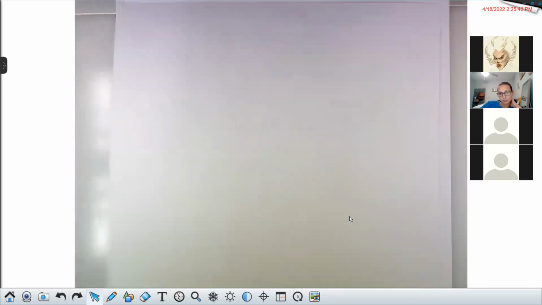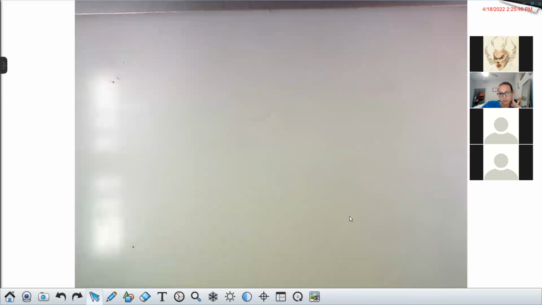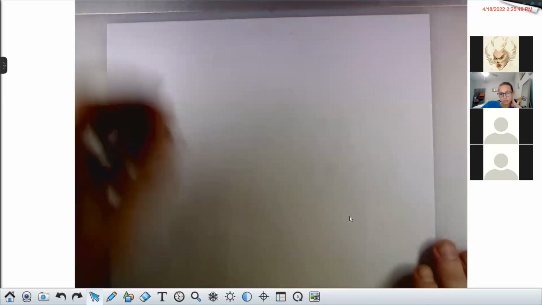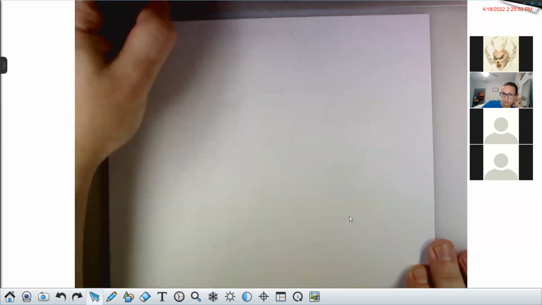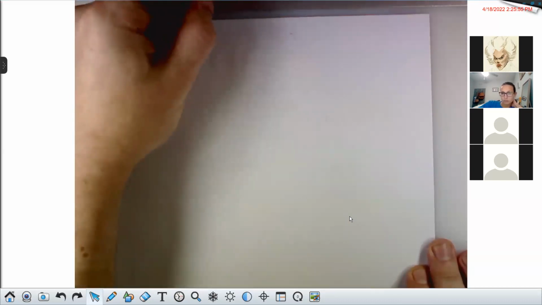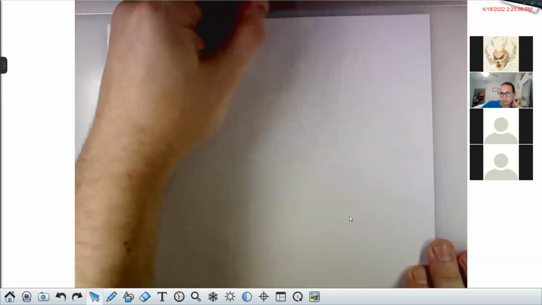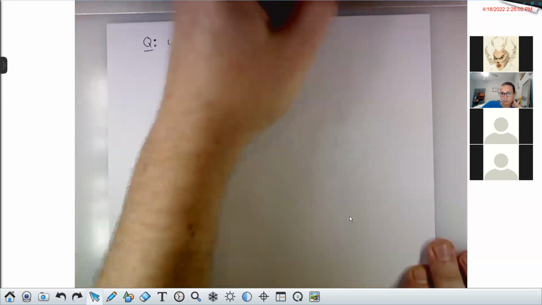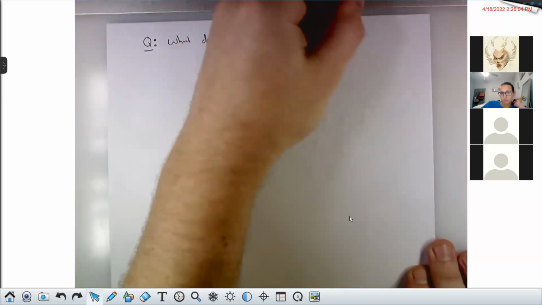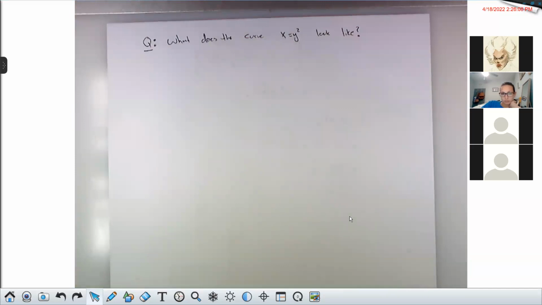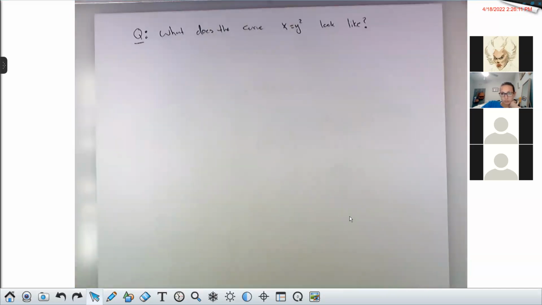I'm going to play with your mind geometrically a little bit. Let's just see what I remember. What does the curve x equals y squared look like? Anybody have a grasp on what this might be? Yeah, very good. It is a parabola.